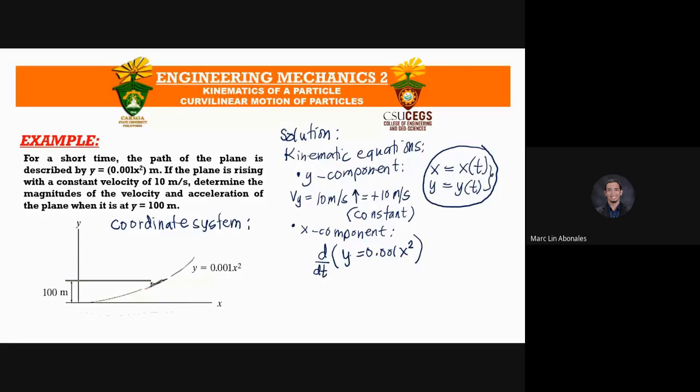So the derivative of y, that would be dy over dt or Vy, or using dot notation, that is y dot. A single dot represents our Vy. It equals 0.001 times 2x, and the derivative of x, that is x dot. Are you familiar with chain rule?